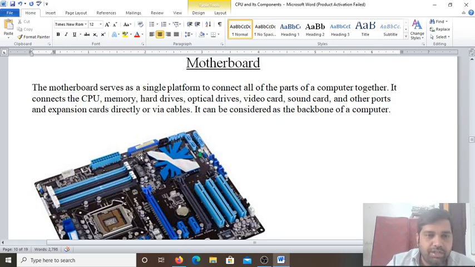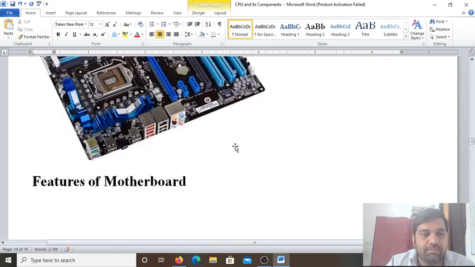So monitor, printer, scanner, keyboard, mouse, everything is connected to a port, and all those ports are attached on the motherboard. So it connects the CPU, memory, hard drives, optical drives, video card, sound card, and other ports and expansion cards with the help of cables. So you can see the motherboard is the backbone of a computer.